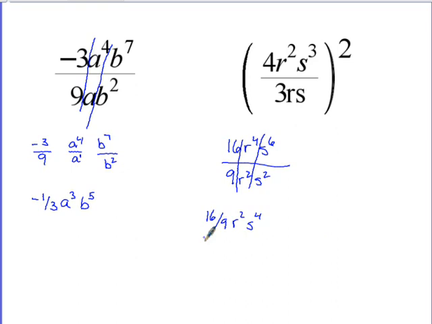Alright, now one thing I want to note, you might occasionally see these written a little bit different. So instead of negative 1/3 times this, you might see it as negative 1 a to the 3rd b to the 5th divided by 3. Those are the same thing because I still have that negative 1/3 fraction right there. Same thing with this. I could write this as 16 r squared s to the 4th divided by 9. Okay, so don't get confused. These two things are the same thing, just written in a little bit different form.